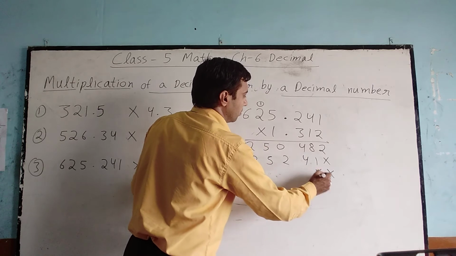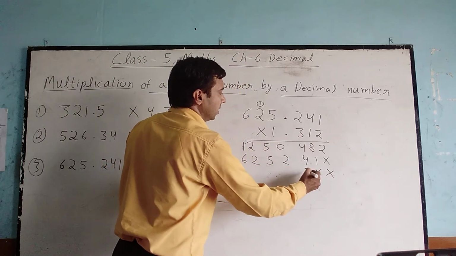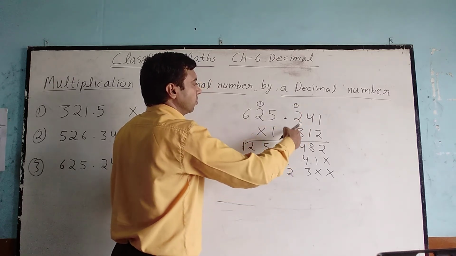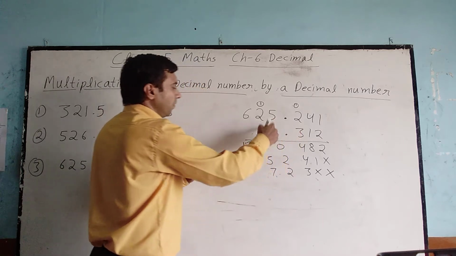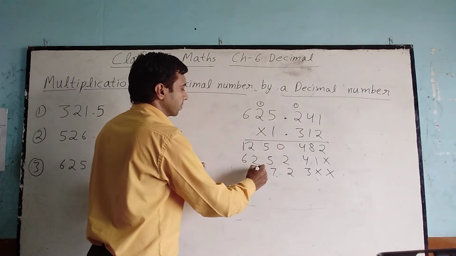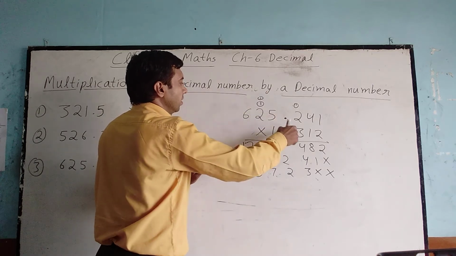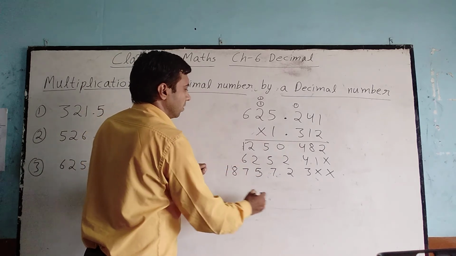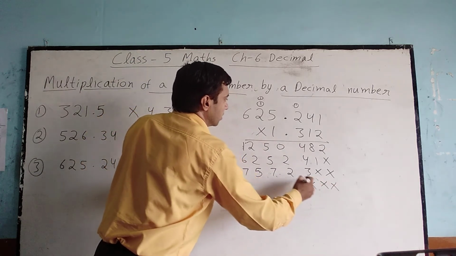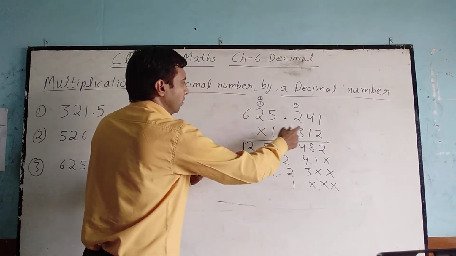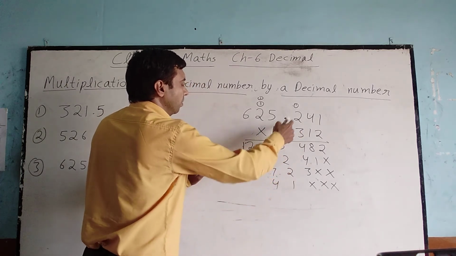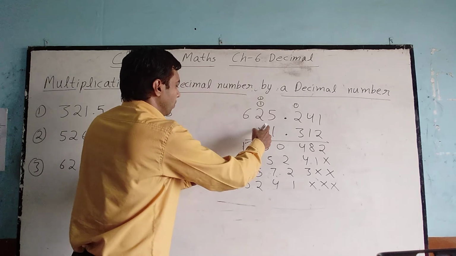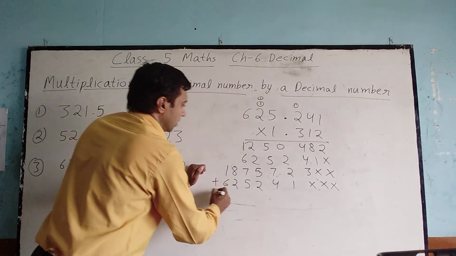Now student, put 2 cross. 3 multiply 1, 3, 3 multiply 4, 12, write 2 here, 1 carry. 3 multiply 2, 6, 6 plus 1, 7. 3 5 15, write 5 here, 1 carry. 3 2 6, 6 plus 1, 7, 3 6 18. Now put 3 cross. 1 multiply 1, 1 multiply 4, 4, 1 multiply 2, 2, 1 multiply 5, 5, 1 multiply 2, 2, 1 multiply 6, 6.